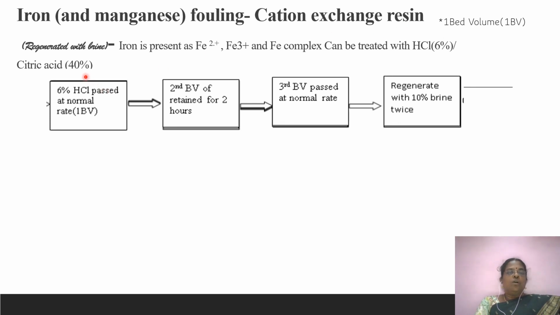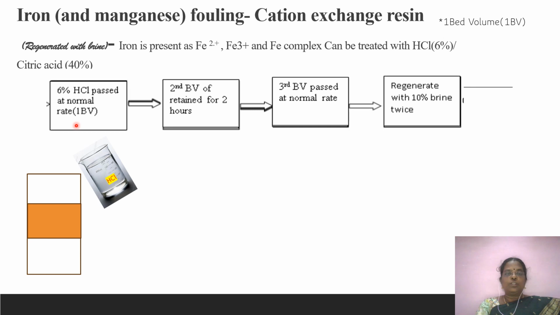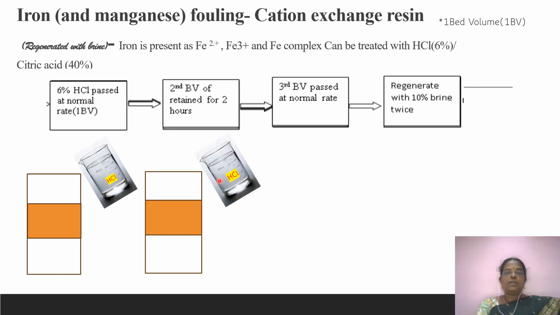So how to remove it? We take 6% of HCl at normal rate, 1 bed volume. So 6% of HCl is taken and it is poured into it and removed at a normal rate. Then the second bed volume of HCl is retained for 2 hours so that all the iron particles, Fe2+, Fe3+, Fe complexes, and manganese which is deposited can get removed. So it is soaked for 2 hours in HCl so that it gets removed.